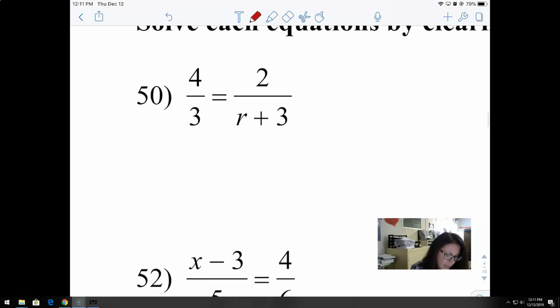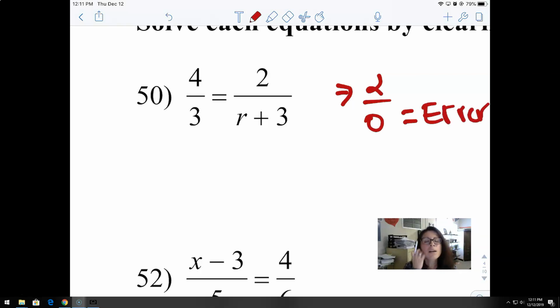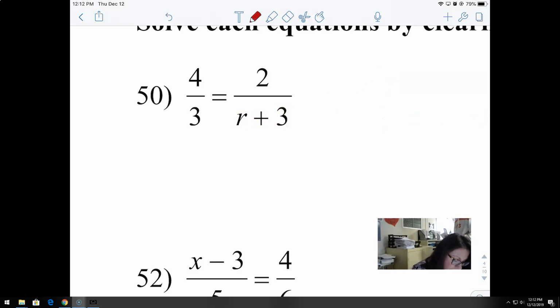So what I know down here is that this value cannot equal 0, because otherwise if it did, it would be 2 divided by 0, which would read error on your calculator. So we cannot have a 0 in the denominator, so we have to have excluded values. So the way we find those excluded values is, think about it. What plus 3 would lead to a 0 down here?